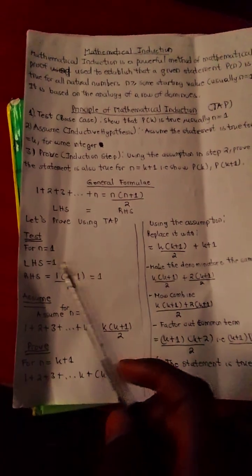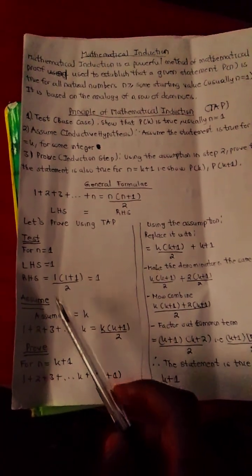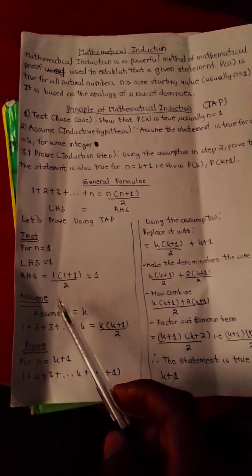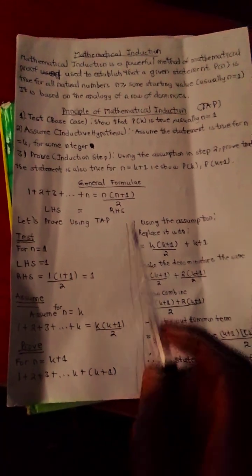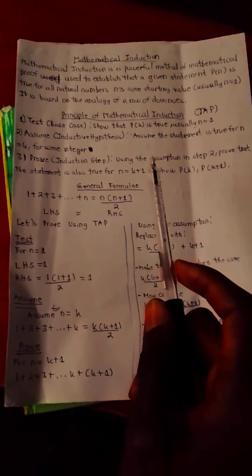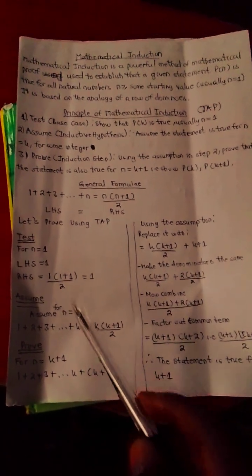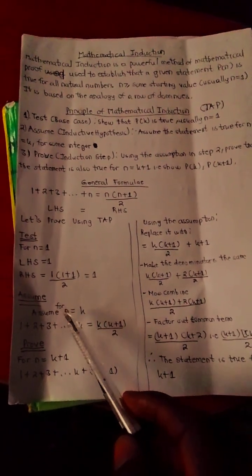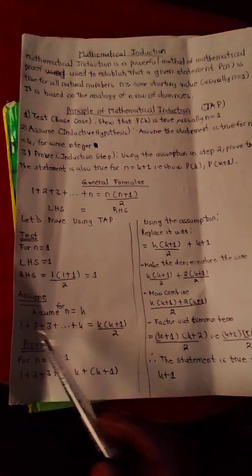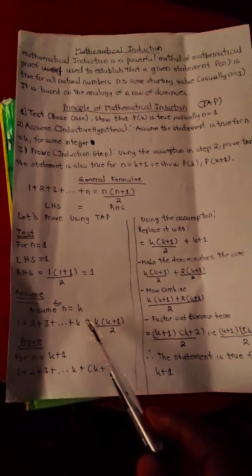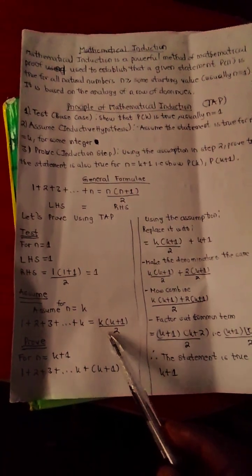Then let us go to the second step, which is to assume. We assume that the statement is true for n equals k, which is already in the principle. So we represent n as k. You can see here that we denoted everything as k, and this is what it gave us.